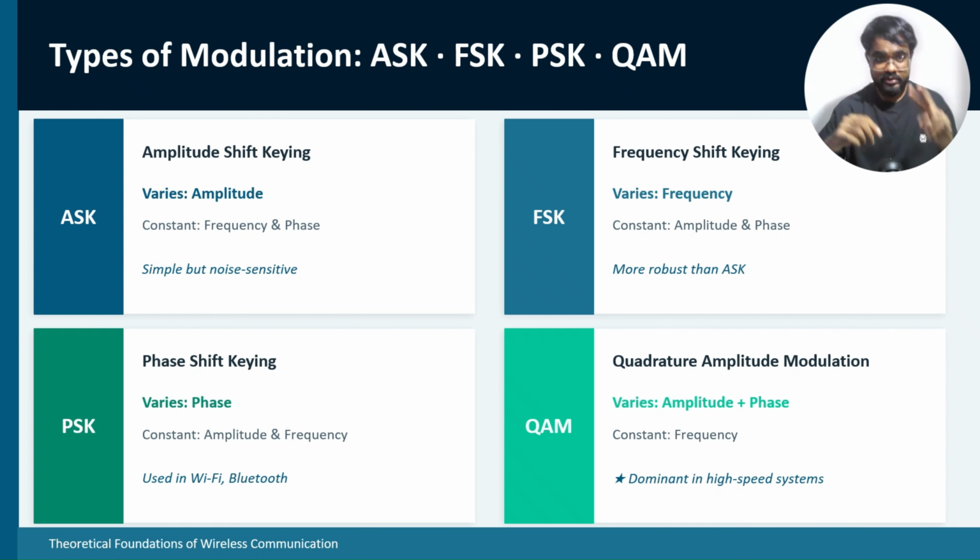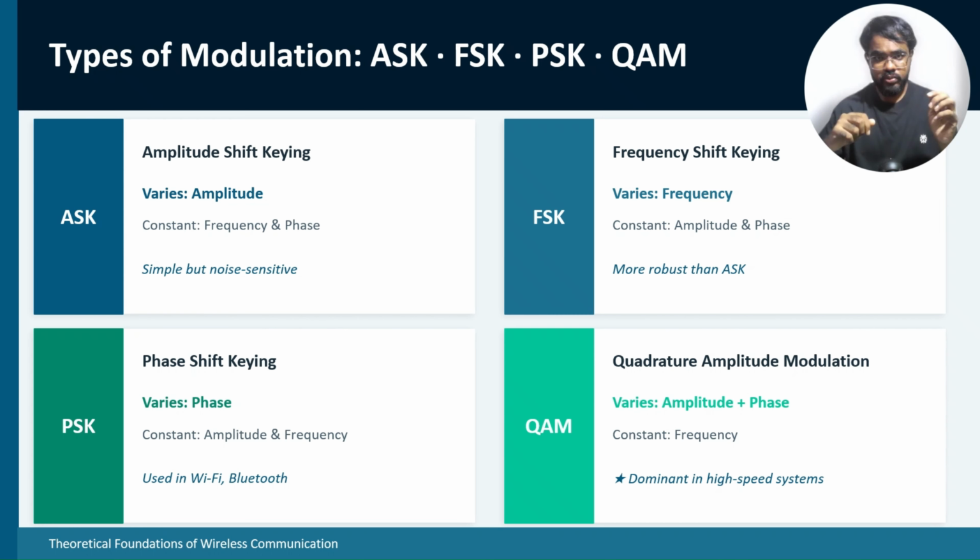Second, FSK, or frequency shift keying. The frequency of the carrier signal is varied to represent data, while the peak amplitude and phase remain constant. Third, PSK, or phase shift keying. The phase of the carrier signal is varied to represent different signal elements. Both peak amplitude and frequency remain constant.